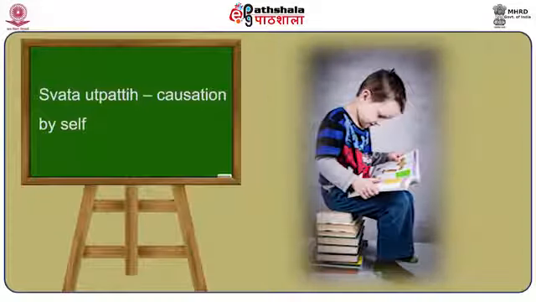Sarvastivada as well as the non-Buddhist school of Sankhya presented an identity theory of causality, and that is known as Satkaryavada. When we talk about Swata Utpatti, we see that it means causation by self. Now, who propounded this doctrine of Swata Utpatti? This doctrine points out that everything in phenomenal existence is the outcome of causation by self. Sarvastivadins and the Sankhya school pointed to causation by self in their theory called Satkaryavada, or identity theory of causality.